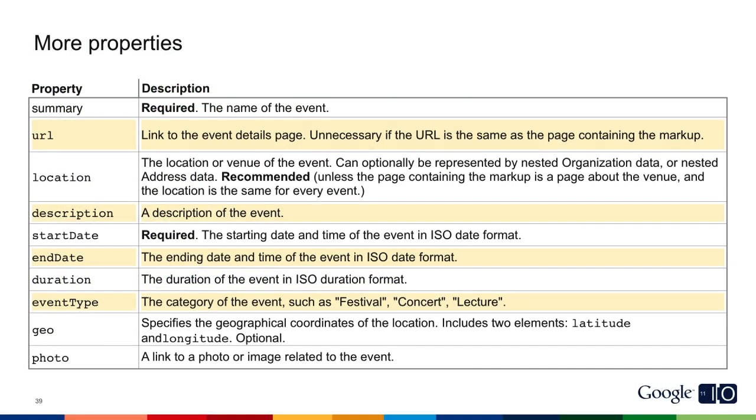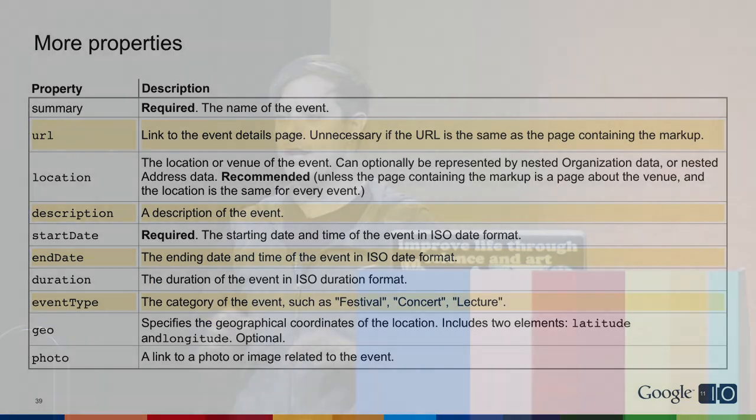All right, let's add in a few more properties. And you'll notice some of these properties are going to change how the rich snippet looks, and some of them aren't. But since we have the data, we might as well mark it all up. So in this case, I'm going to add a URL, the description, the end date, and the event type. All of that data was already on the page, so I'm just going to mark it up. And it'll look like something like this.